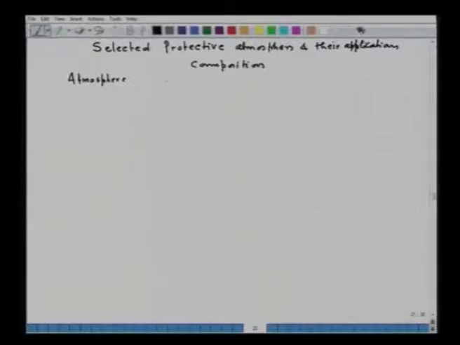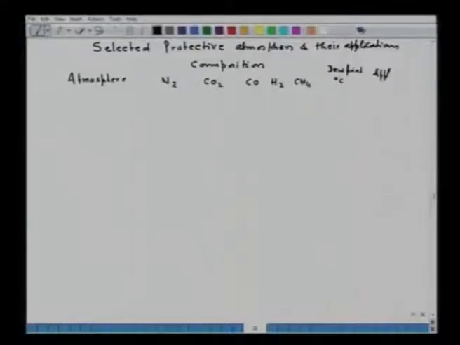and in composition I will put nitrogen, CO2, CO, hydrogen, and methane. Then I will put another, that is the dew point. Remember, dew point is very, very important in case of atmosphere because it is the temperature at which a gas begins to condense, and applications. A few applications I will give you, more you should consider the books and find out.